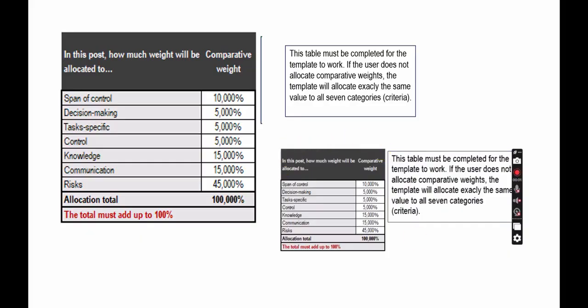Allocate weights to the different categories of criteria that will be applied to analyze the post. This table must be completed for the template to work. If the user does not allocate comparative weights, the template will allocate exactly the same value to all 7 categories of criteria. The higher the percentage allocated to a specific criterion, the more important it will be in assessing its standing on the staff establishment.